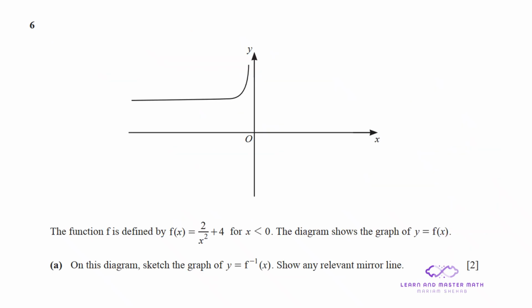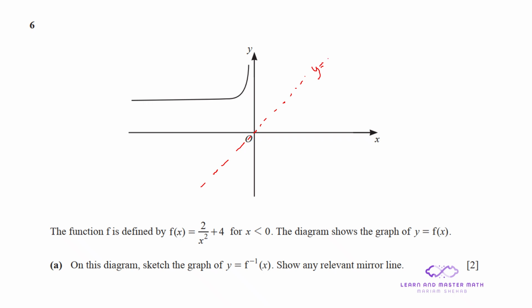Question number 6, we are given the graph of a function, and we're asked to sketch the graph of f inverse. The function here is 2 over x squared plus 4, which is a positive function. As you see, all the function falls above the x-axis. And to sketch the inverse graph, we have to look for symmetry. We should first draw y equal x, the first bisector, as the line of symmetry. This is y equal to x.